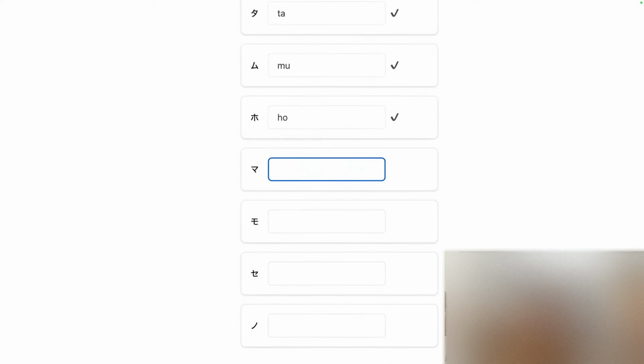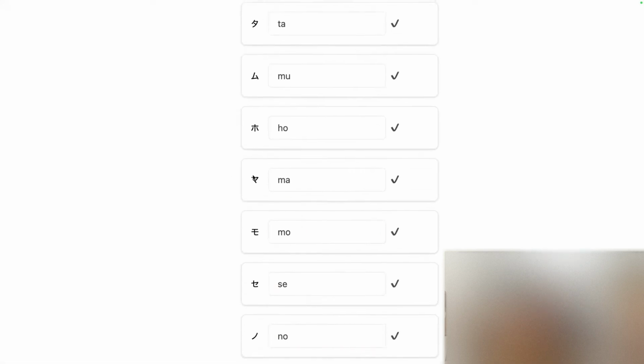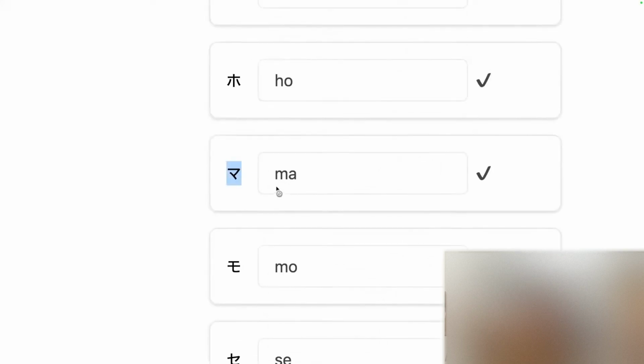So this one is the one that I got wrong, so that means it's ma. This is mo. But I've got to find a better way to remember this. What does it look like? You could say this almost looks like a mouth, like a beak or some type of mouth.